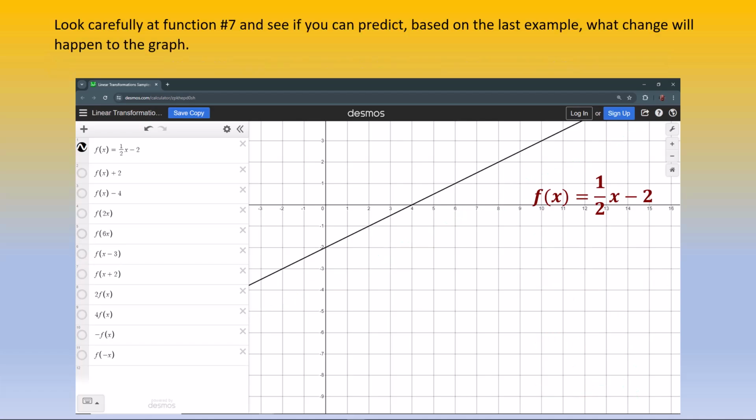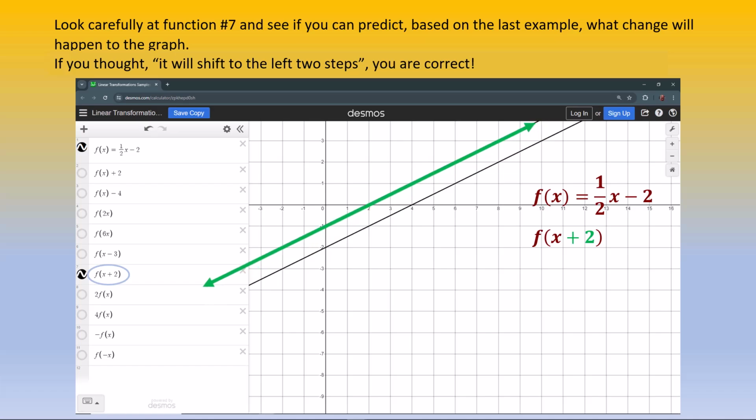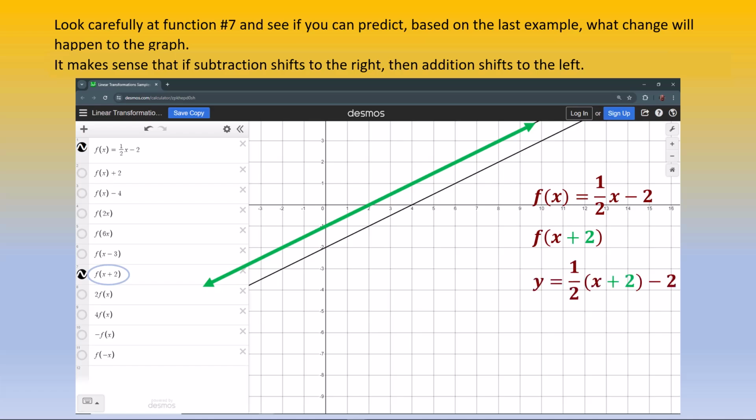Look carefully at function number 7 and see if you can predict, based on the last example, what change will happen to the graph. If you thought it will shift to the left 2 steps, you are correct. It makes sense that if subtraction shifts to the right, then addition shifts to the left. Working through the change in the equation shows this to be correct, with a new y-intercept of -1.